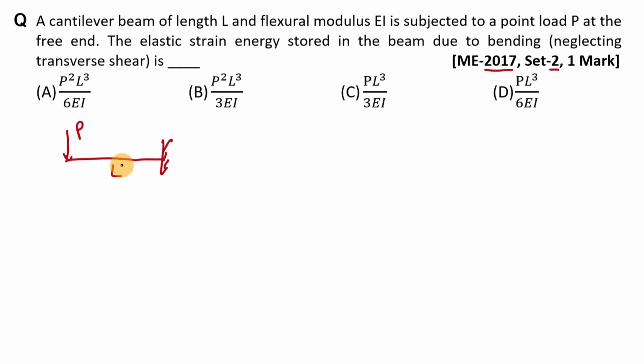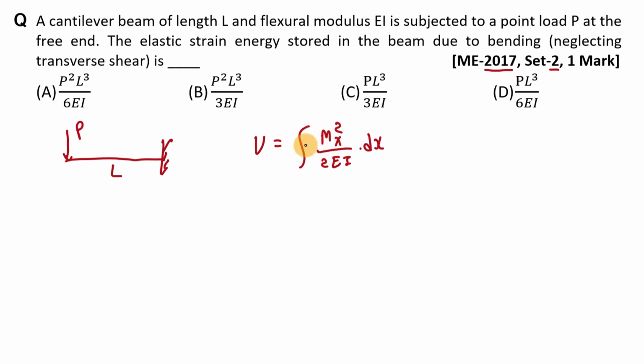Here the length of this beam is L. The elastic strain energy stored in the beam due to bending, neglecting transverse shear, is dash. Means here we have to find the strain energy stored in this beam by the bending load produced by this point load, right? Now we know the equation to find U, that is integration of Mx square divided by 2EI with respect to x. Here EI is the flexural modulus that is given. We only have to find Mx, that is the bending moment in this beam as a function of x.